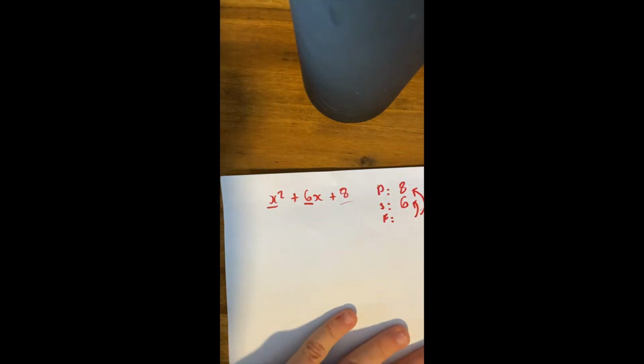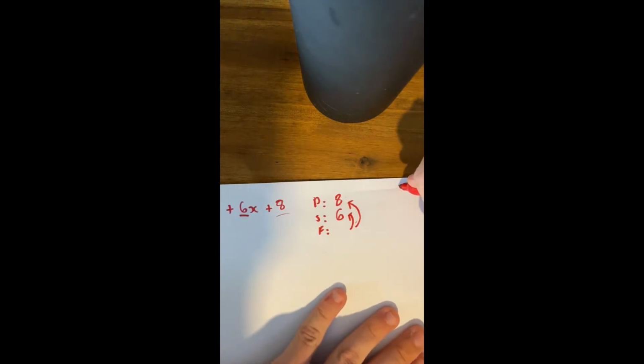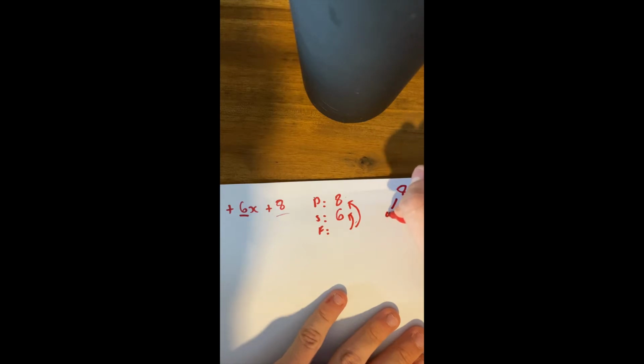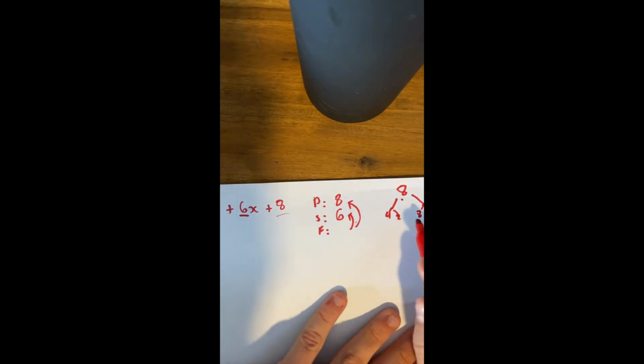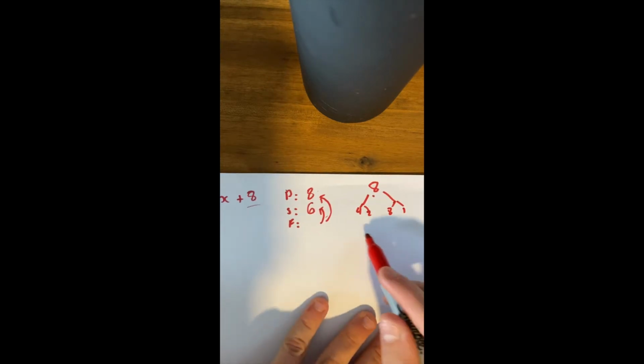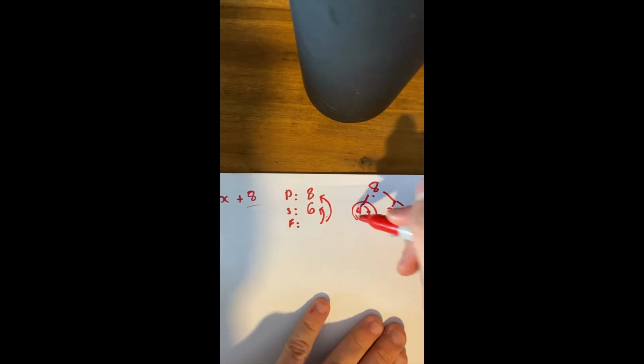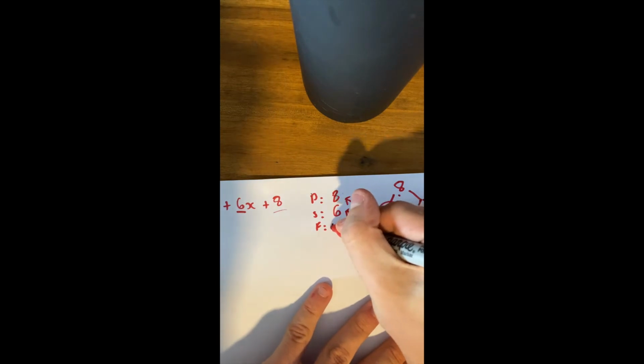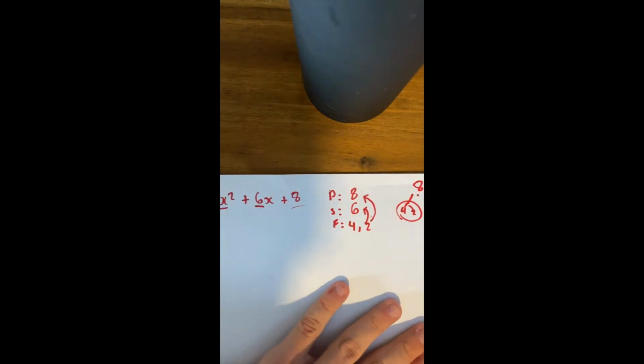So let's start with writing out the factors of 8. So the factors of 8 are, we have 4 and 2, and we also have 8 and 1. So out of these two, which ones also add to give 6? It's 4 and 2. So our factors are going to be 4 and 2.